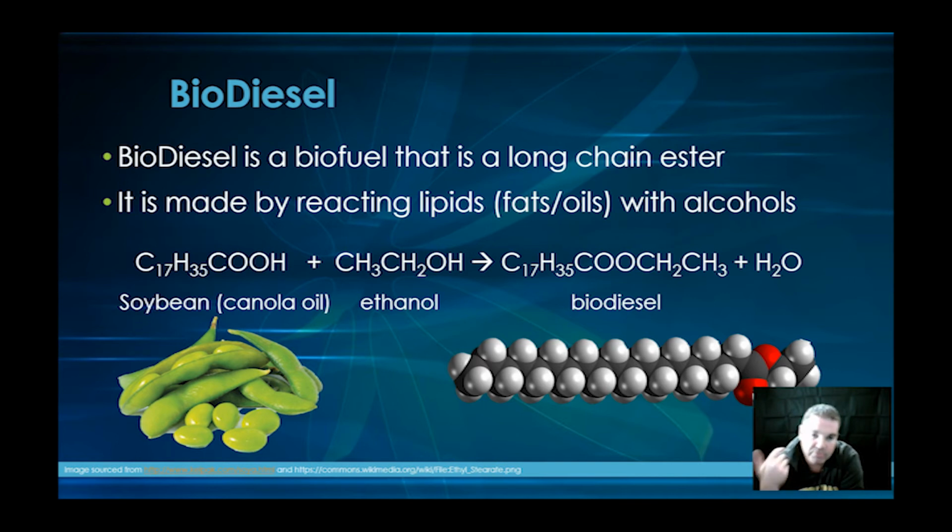Okay, in this case, what we're doing is we're just reacting with a single alcohol, in this case ethanol, from the soybean canola oil here. So this is the canola oil, long chain carboxylic acid. The carboxylic acid and the alcohol react to form the ester group, which is this one here, and this is the replacement for biodiesel. Okay, so a previous version of biodiesel was around about 16, 17 carbon atoms long.